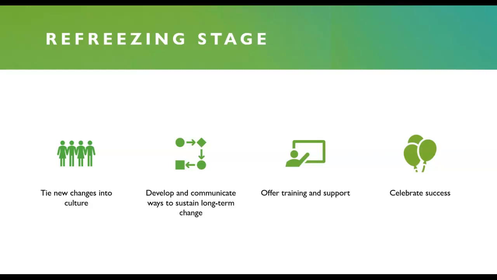In the refreeze stage, companies should tie the new changes into culture, and they can do this by identifying change supports and change barriers. When developing and promoting ways to sustain the change long term, you should definitely consider ensuring leadership and management support, as well as establishing feedback processes and even creating a reward system. Offer training, support, and communication for both the short and the long term, and promote both formal and informal methods. And remember, the various ways that employees learn is very important. Lastly, celebrate success within this model.